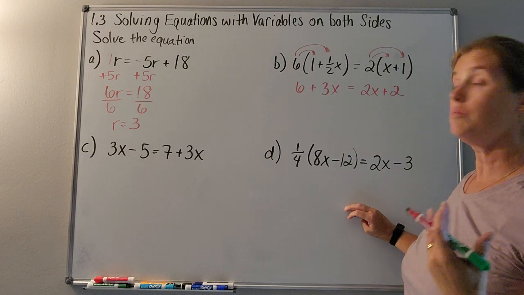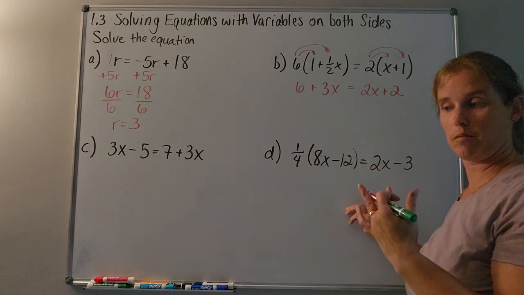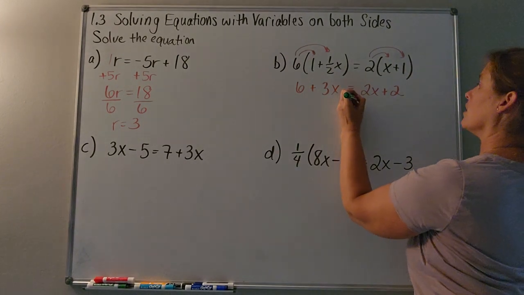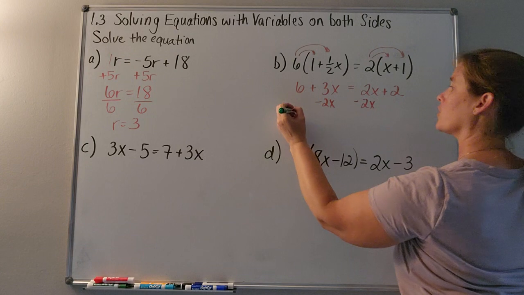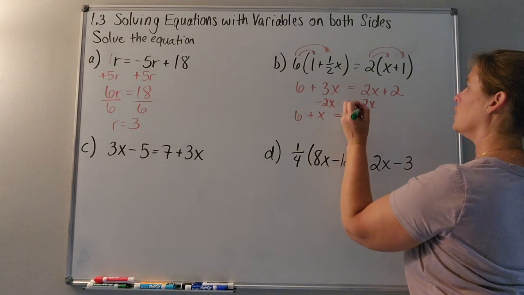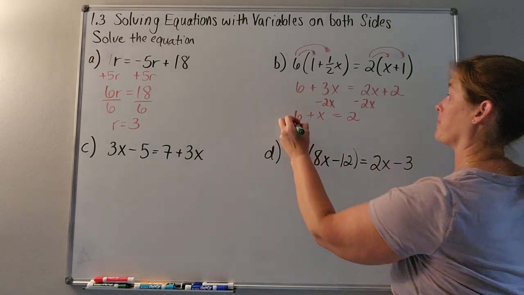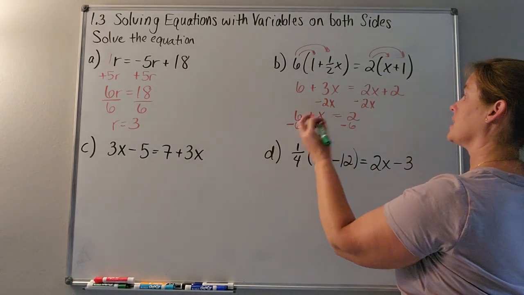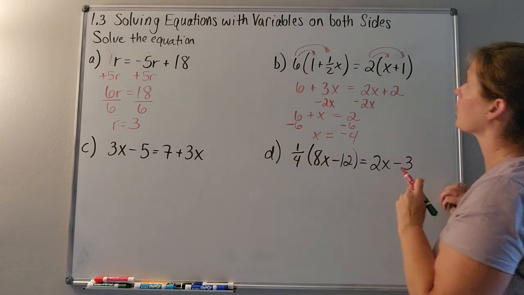All right, now we want to get variables on one side, constants on the other. Now, as you get better at this, I'm moving the 2x over first, so I've got 6 plus x equals 2. You'll get to the point where you can move the constant and the variable terms at the same time. Now I'm going to subtract 6 from both sides. X equals -4.